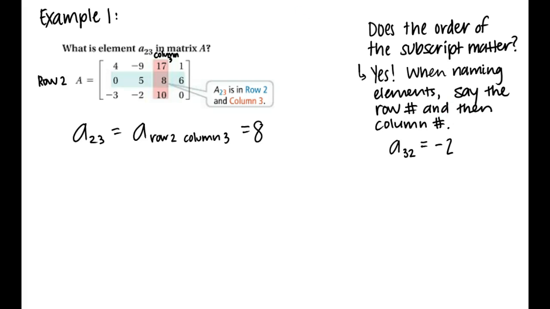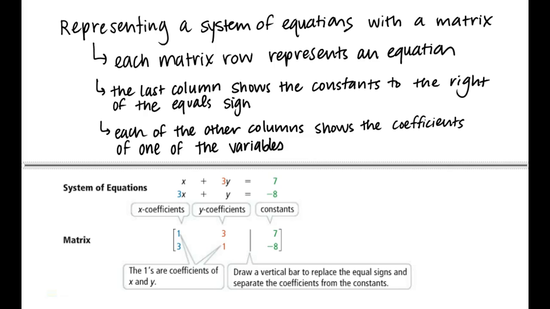Now we're going to learn how to write systems of equations in matrix form, and then after that we're going to learn how to solve them using matrices. Okay, so here I'm going to show you how to represent a system of equations with a matrix. Before you start writing down these 3 bullet points, I encourage you to take a look at the system of equations that we have below. So we have x plus 3y equals 7 and 3x plus y equals -8.